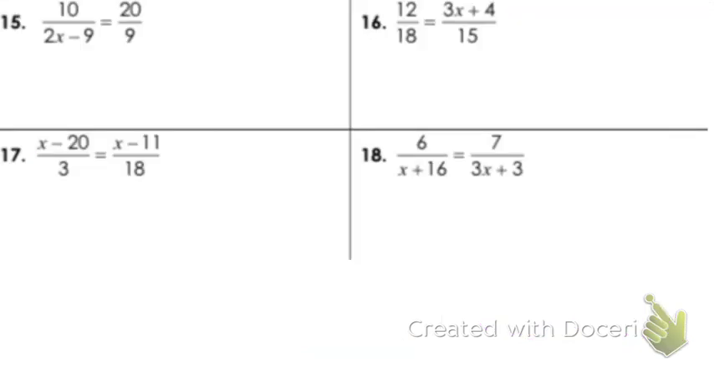10 over 2x minus 9 is equal to 20 over 9. So this time, we have to cross multiply again. So we're going to have 10 times 9 is 90. And we're going to have 20 times the quantity of 2x minus 9. So we're going to have 40x minus 180. So if you want to shortcut the distributing, like I just did here, that's how you would do it. If you want to write it out and then get to this step, feel free. Does that make sense or no?